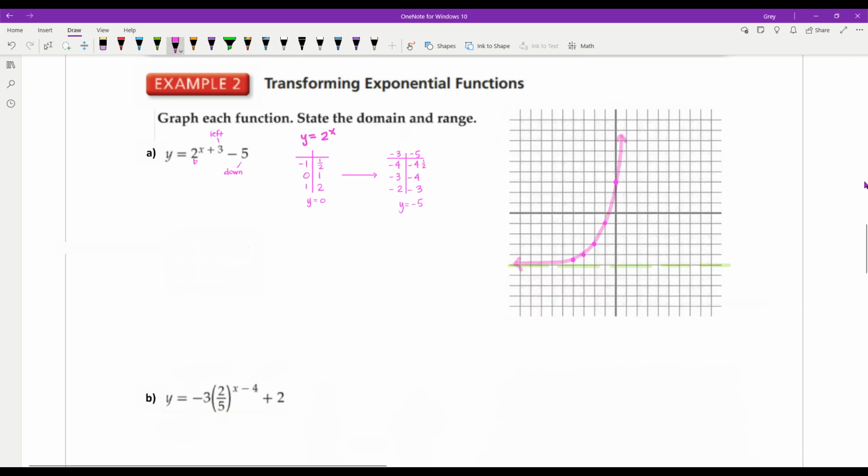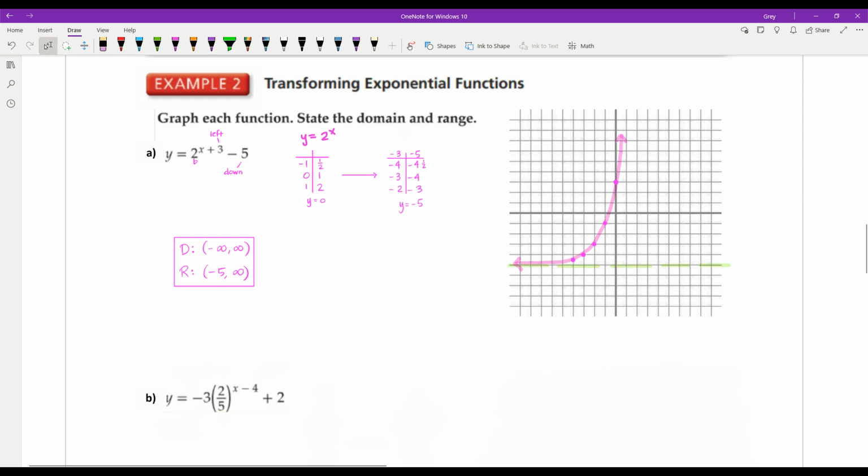I went ahead and graphed it for you. Again, asymptote is dotted, and you can see how each of the points corresponds. Last thing we have to do, state the domain and range. My domain is always all real numbers. And my range, if you notice, my graph got shifted down 5 units. So that means that now instead of going from 0 to infinity, it goes from negative 5 to infinity. And that's our domain and range.